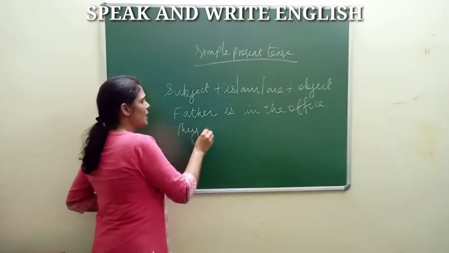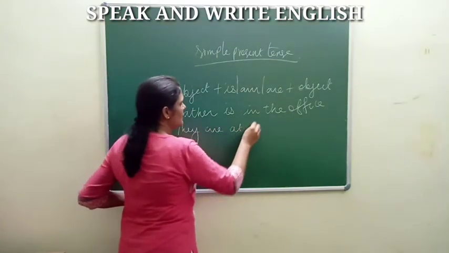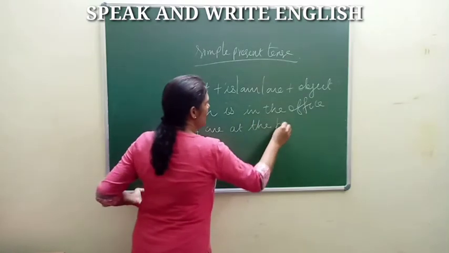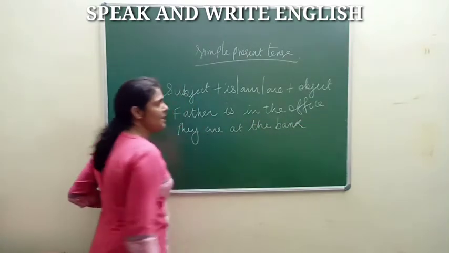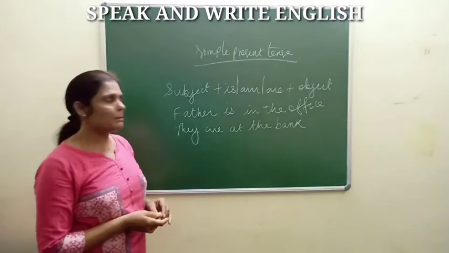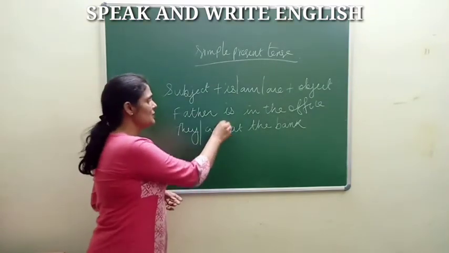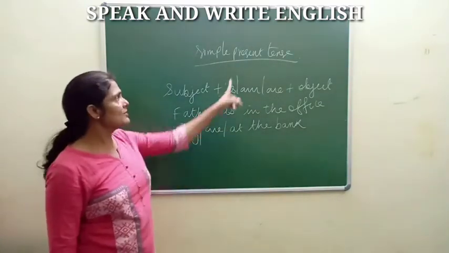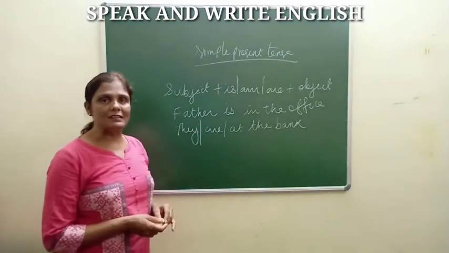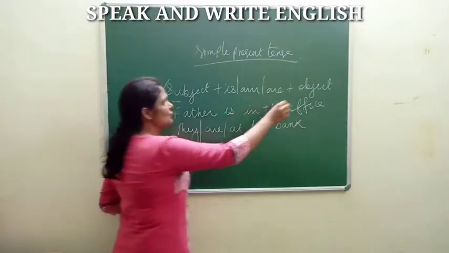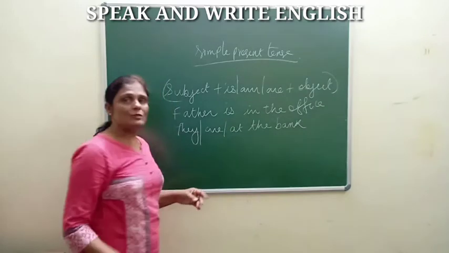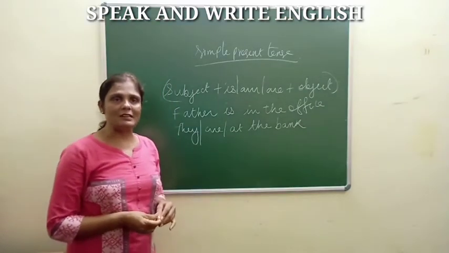They are at the bank. Here, they is the subject and are is the be form used in the simple present tense, and this will be the structure of the sentence when we are using it in the simple present tense.